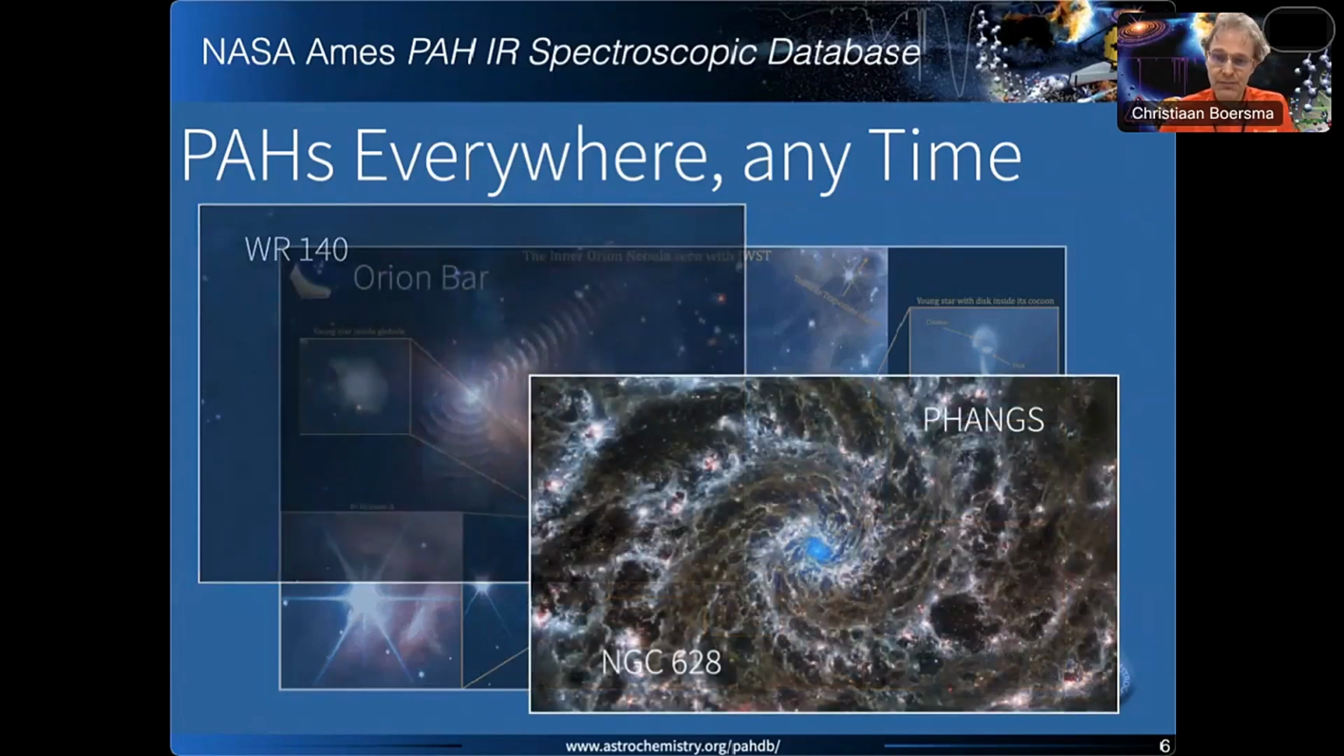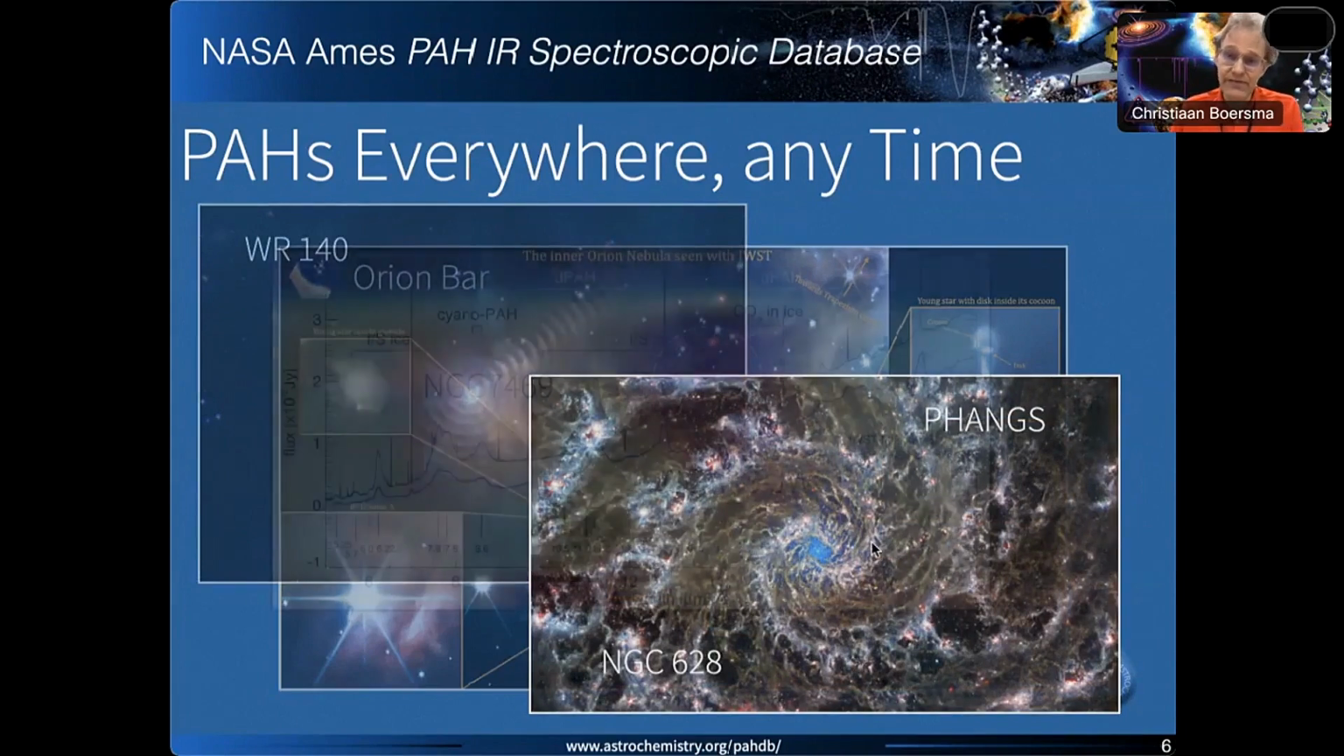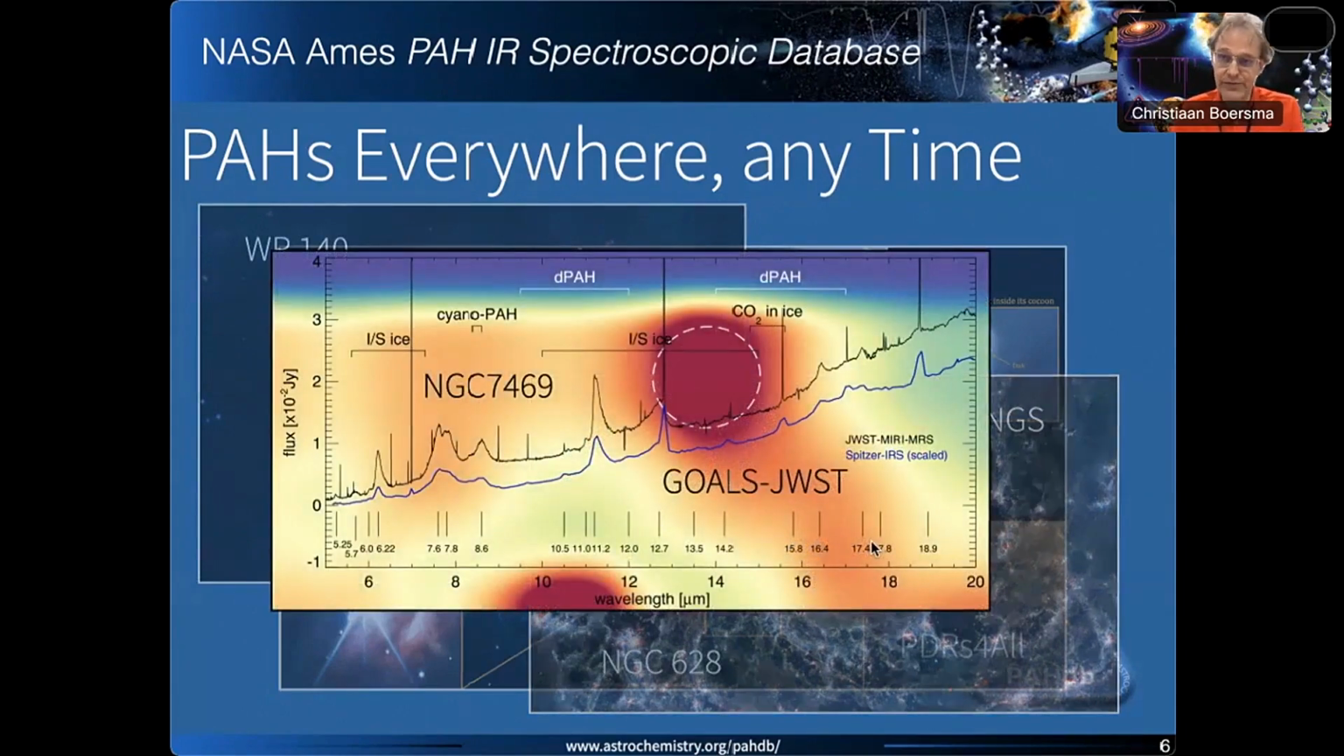This is a mesmerizing MIRI image of the Phantom Galaxy as observed by the FEAST team. Emission from PAHs is observed throughout this galaxy. However, JWST is not only about beautiful images. Depicted here is a MIRI spectrum of the galaxy NGC 7469 as observed by the GOALS JWST team. The main PAH bands have been indicated, and the comparison is made to its counterpart Spitzer spectrum. It demonstrates the incredible increase in spectral fidelity JWST brings to the table.